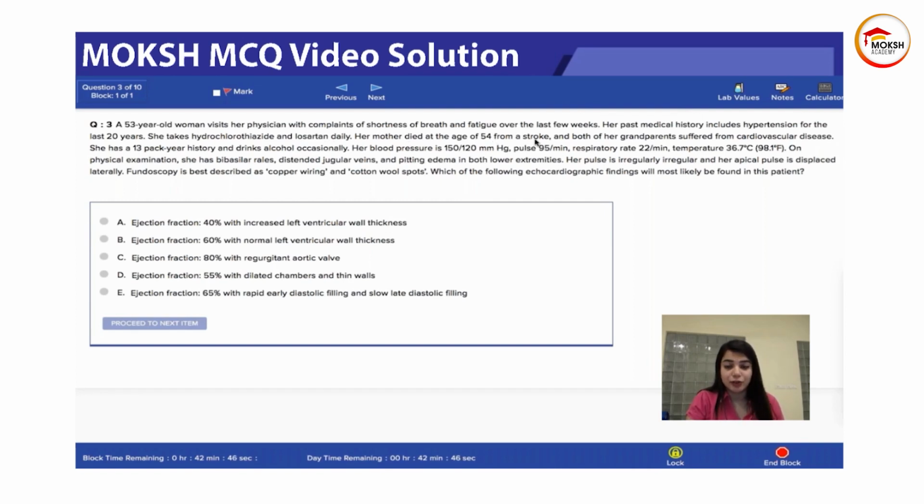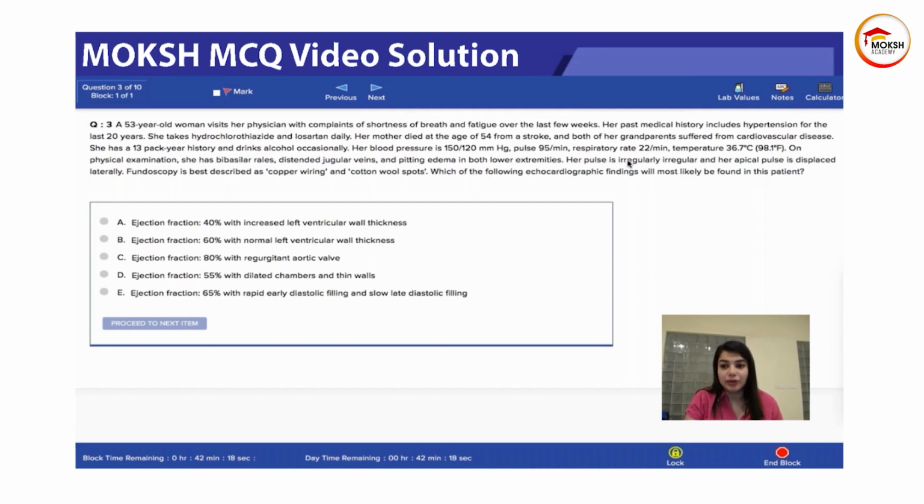Her mother died at the age of 54 from a stroke, and both of her grandparents suffered from cardiovascular disease. She has a 13-pack-year history and drinks alcohol occasionally. Her blood pressure is 150 over 120, pulse is 95, respiratory rate is 22, her temperature is fine. On physical examination, she has bibasilar rales and distended jugular veins, pitting edema in both lower extremities.